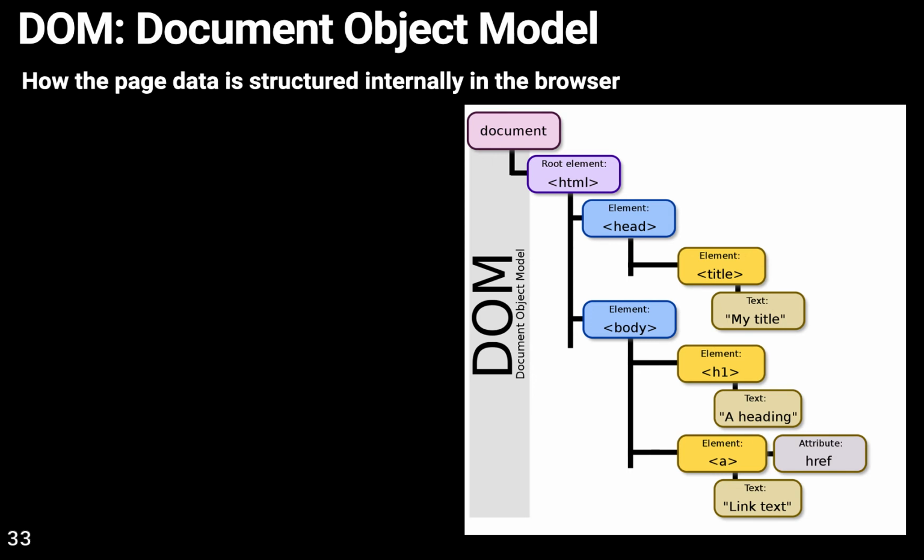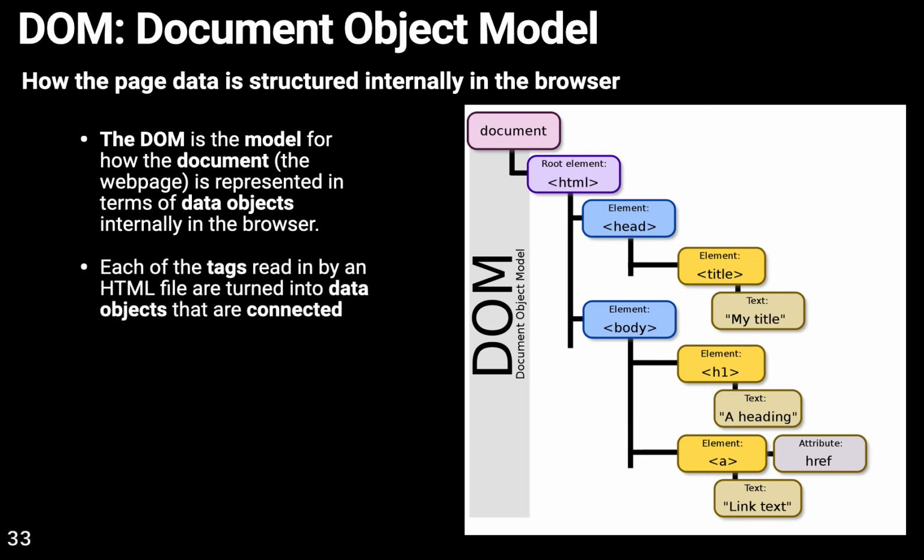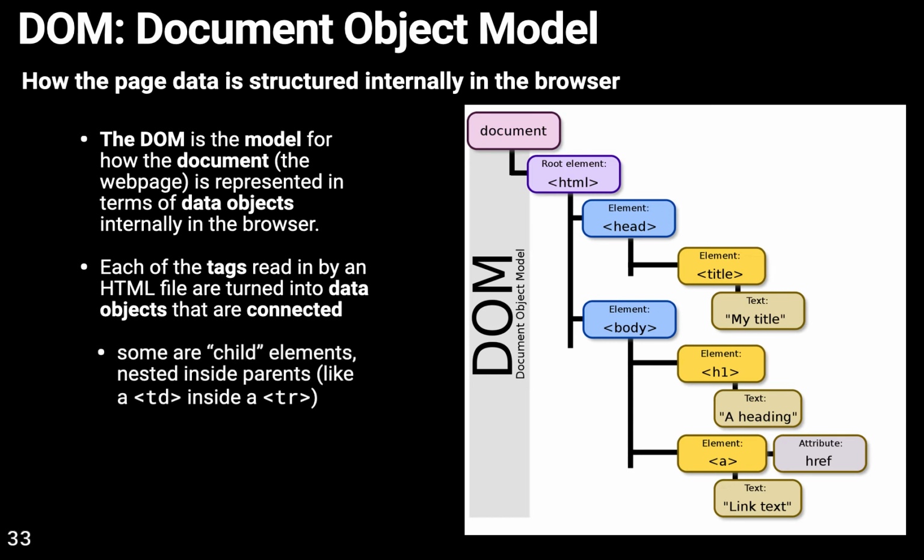How the web page data is structured internally in the browser. So the DOM, Document Object Model, is the model for how the document, the web page in this case, is represented in terms of data objects internally in the browser, right? Each of the tags you read in from an HTML file are turned into data objects that are connected to each other. Some are child elements, so the ones that can be nested inside the parents, like a table data inside of a table row, right?